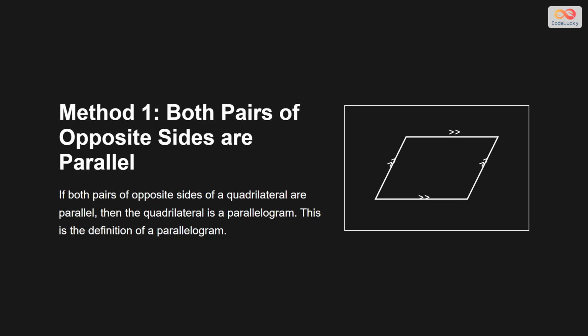The first method is a direct application of the definition. If you can show that both pairs of opposite sides in a quadrilateral are parallel, then you have proven it is a parallelogram.